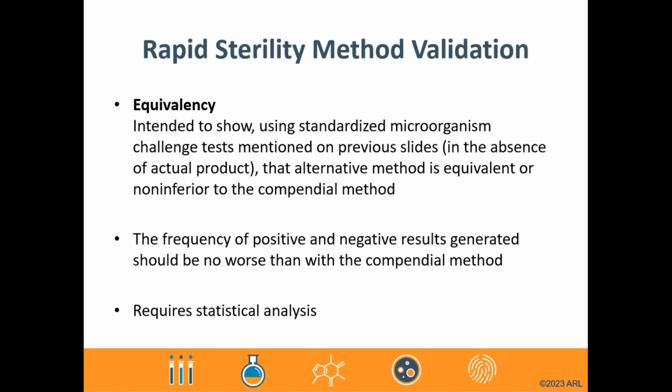When comparing two test procedures to show equivalence, statistical evidence is assembled to demonstrate that non-inferiority. For example, with sterility testing, equivalency is shown if there is no statistically significant difference between the two groups of results generated when performing testing with the compendial and the alternative methods.